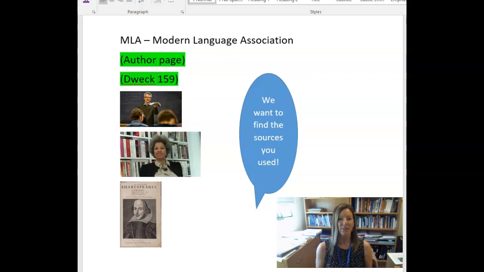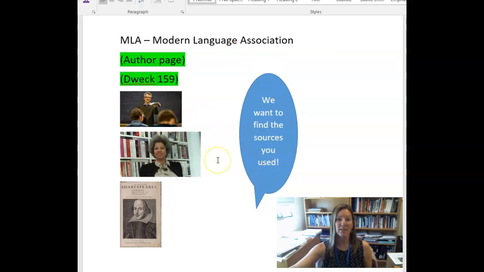The reason for this is that scholars in the fields of literature and writing want to know where you found the material you're using, because we might want to go back and find that original source for ourselves. So let's say you're quoting something from Shakespeare and I'm an English teacher. Maybe you're just quoting a little piece of a poem. I may want to go back and get the whole thing. So we want to find the sources that you used, which is why you include the last name and the page number.